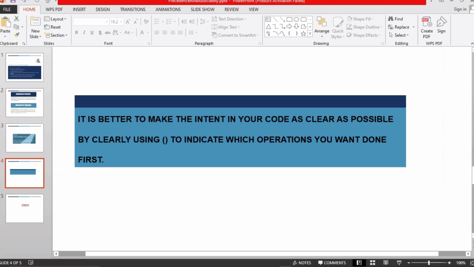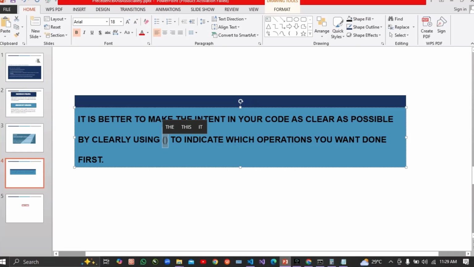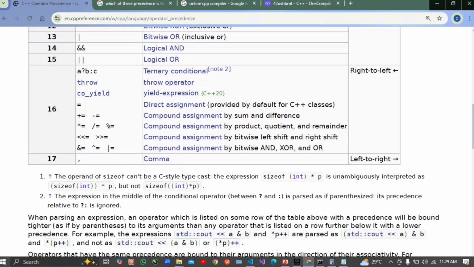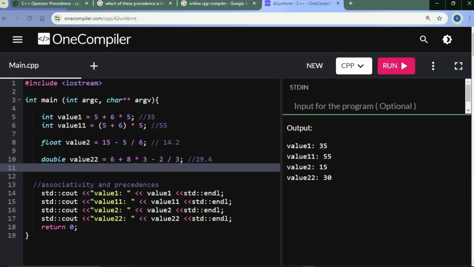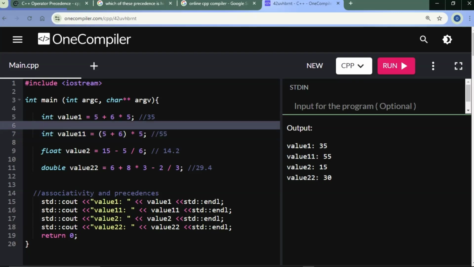And to bring this to your understanding, it is better to make your intent in your code as clear as possible by using parentheses to indicate which operators you want to be done first. Now there is an issue that occurs sometimes whenever you are having an expression like this, where you want this one to come first.